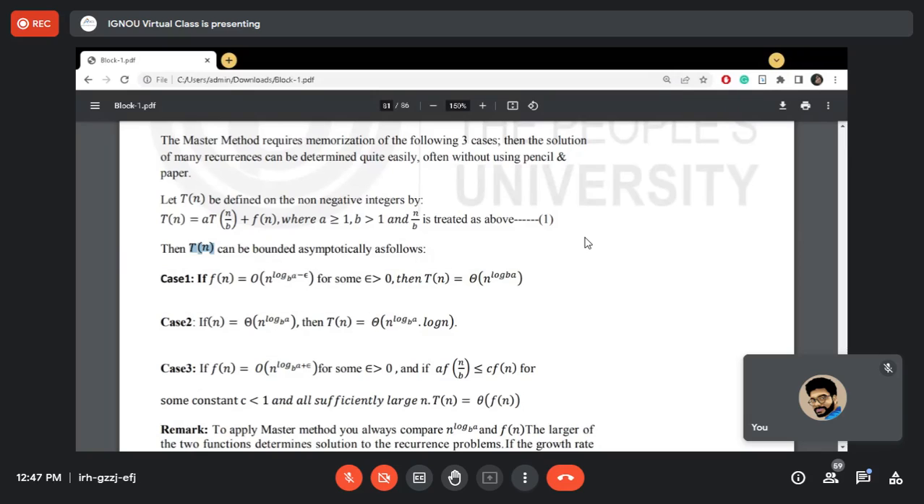Next, you calculate n to the power log base b of a. Here it is not equal; here F(n) is greater than this, so you will get the answer theta F(n).